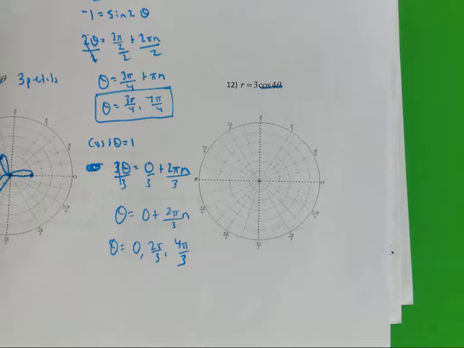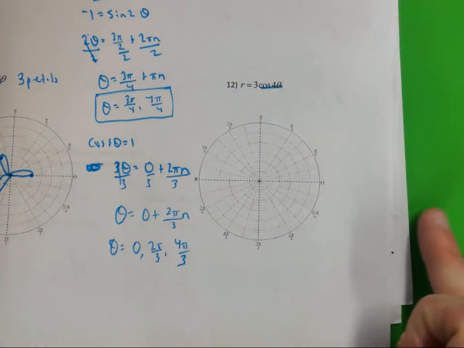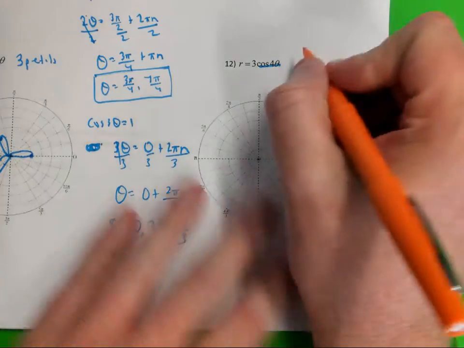Now what's the significance of this number right there, that 4? How many petals you have. If it's even, you multiply that number by what? So how many petals will this one have? 8. If it was odd, do you multiply it? No, it is just that number. Okay, so we got 8 petals.